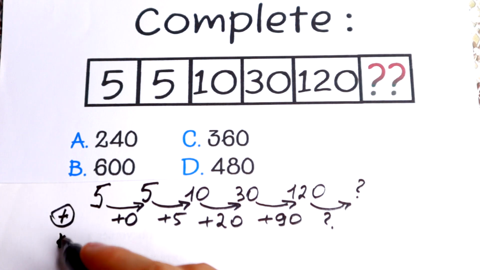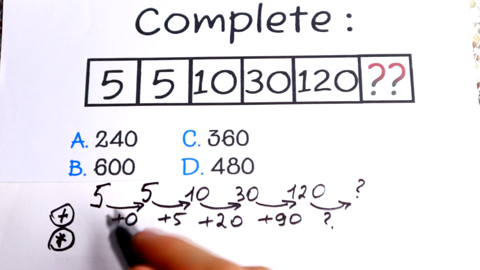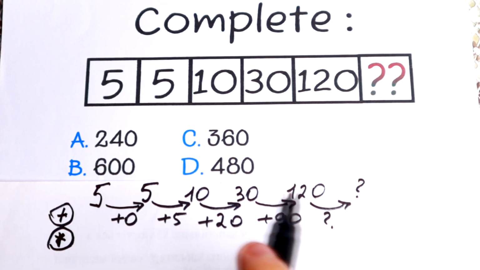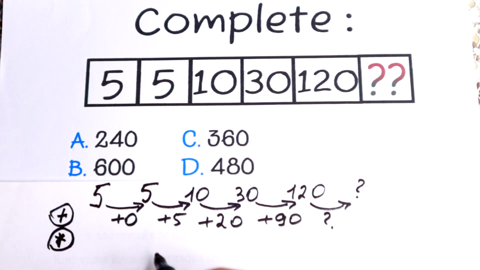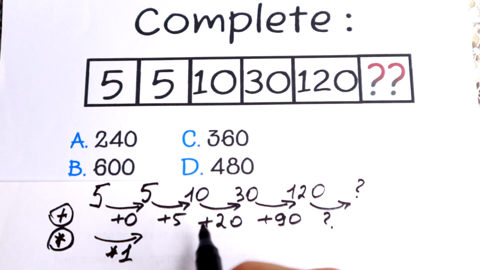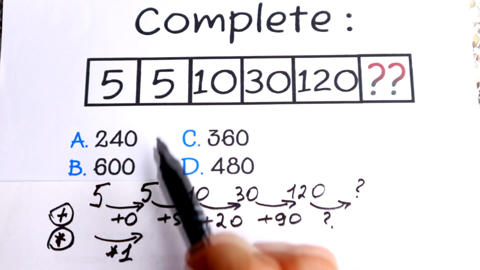Let's talk about, for example, multiplication. Maybe we'll find the pattern with multiplication. Right here we have 5, right here 5. So we need to multiply this 5 by what number? By 1. If we multiply it by 1, we will have 5. I hope you understand this step. 5 times 1 will be 5.